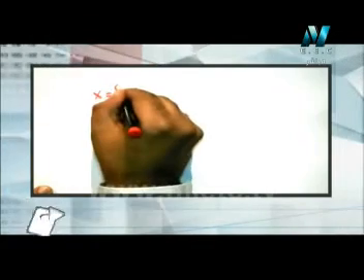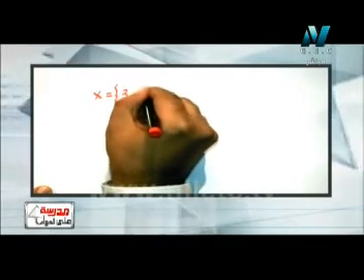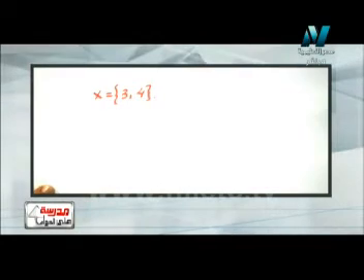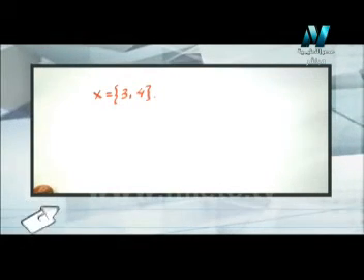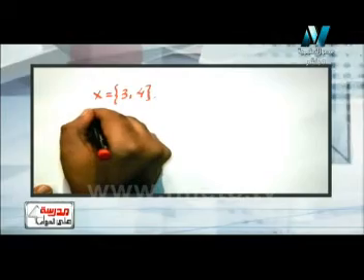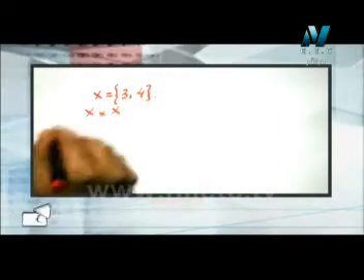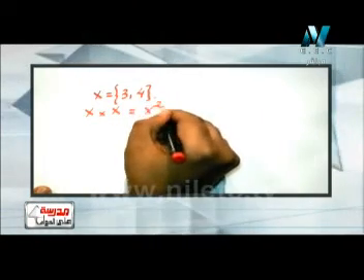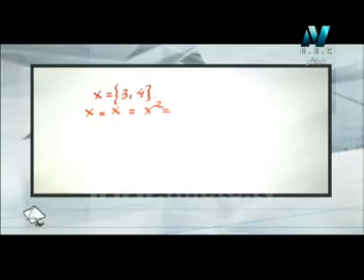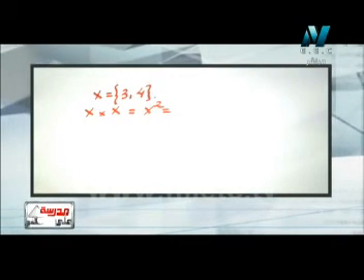What if I have only one set, like x with numbers 3, 4, and we want to find the product of x times itself? So we want to find x product x, or x squared. The same idea, x product x and x squared.